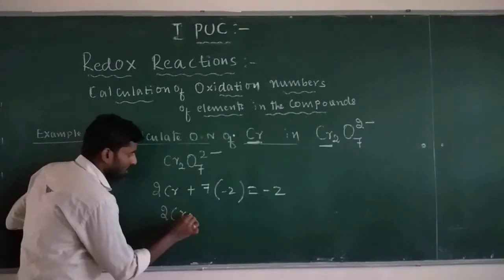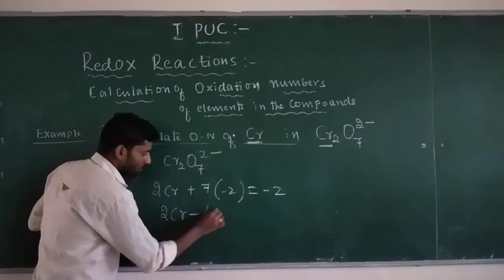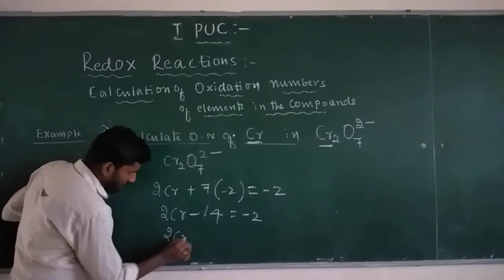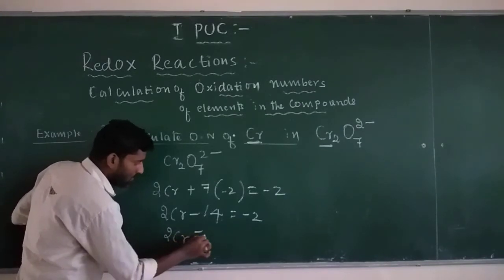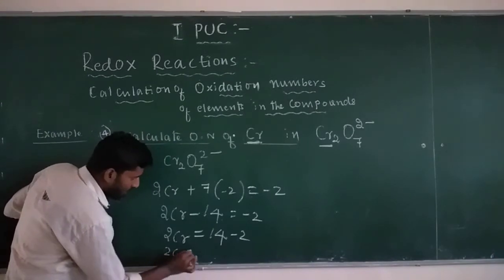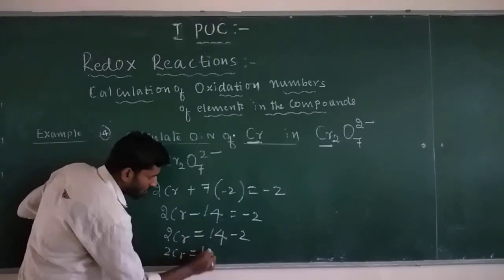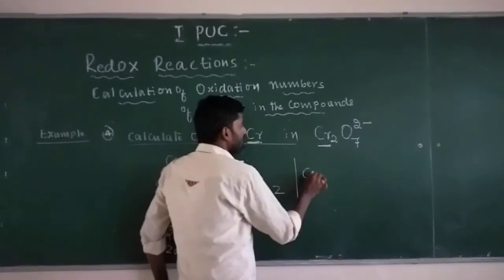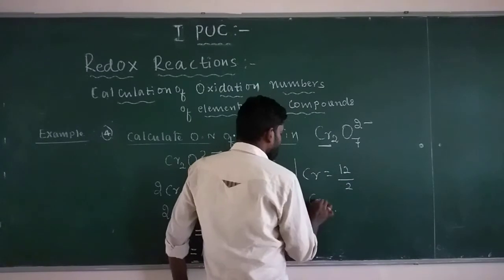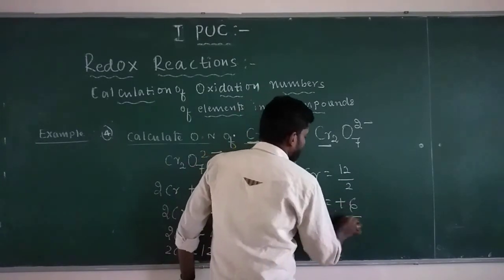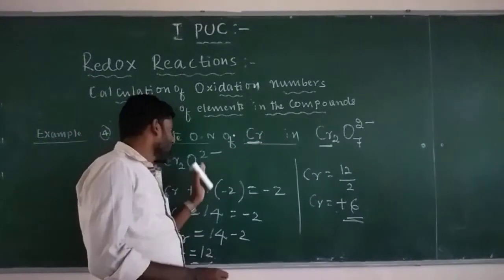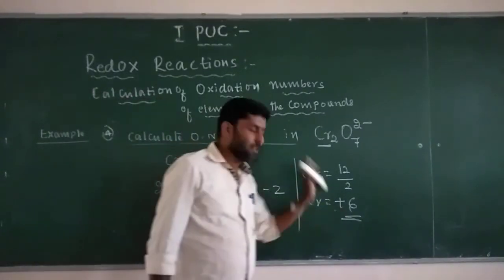Simplify. 2Cr minus 14 is equal to -2. 2Cr is equal to plus 14 minus 2. 2Cr is equal to 14 minus 2, so 12. Cr is equal to 12 divided by 2, that is equal to 6. So here also in the dichromate ion, the chromium oxidation number is +6.